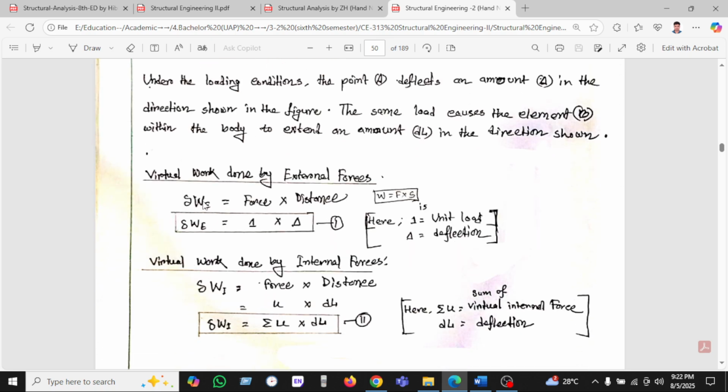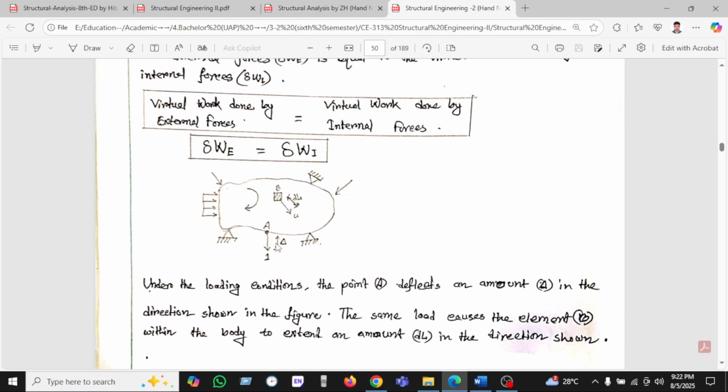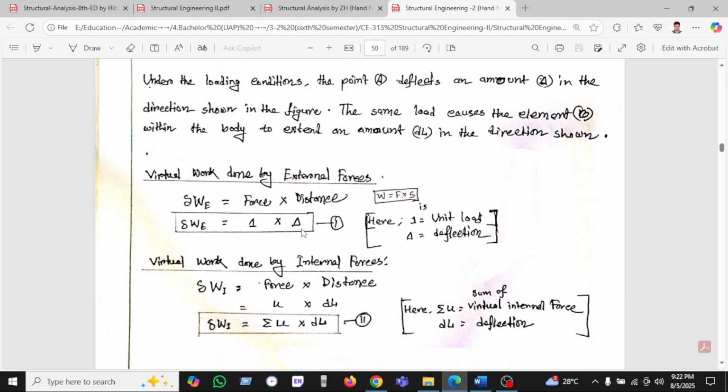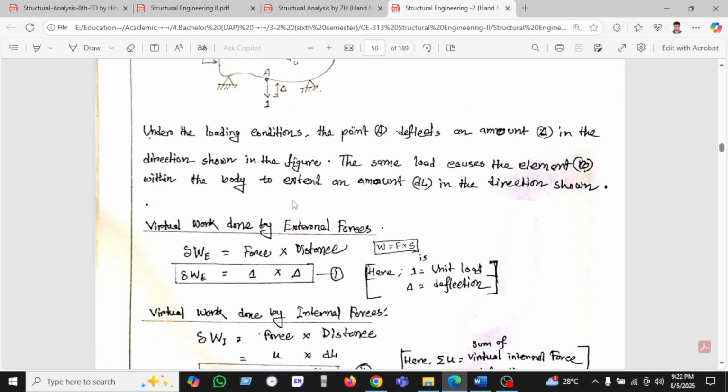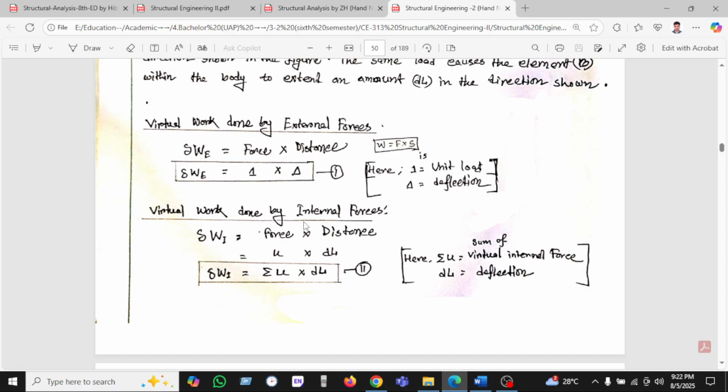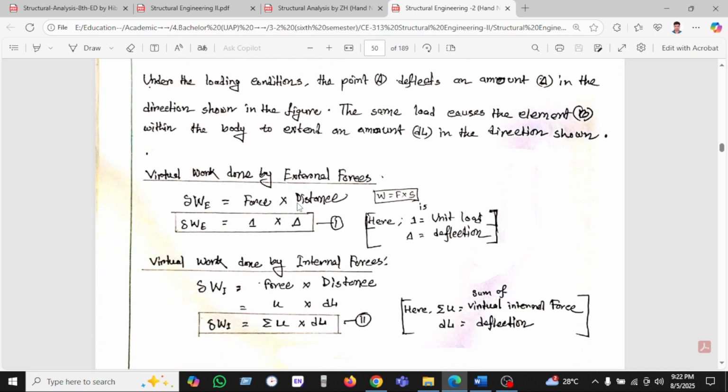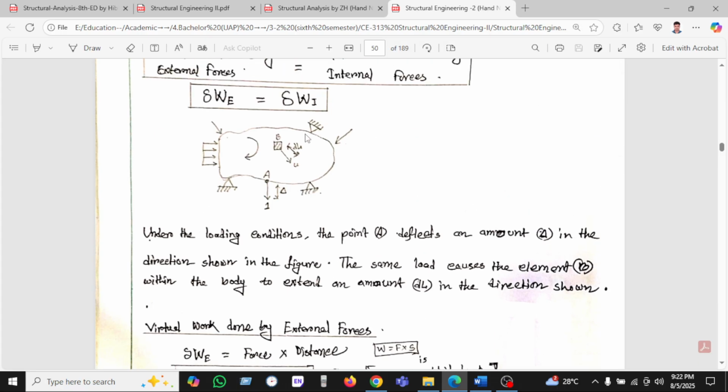We can see the work is force into displacement. We know the work W equals F times s. So in this case the external work is the force, which is 1 unit load, and the distance we have shown here is delta. In this way we can see the virtual work done by the internal forces. The internal force is force into distance. The force we have used is U, and the distance is delta L.